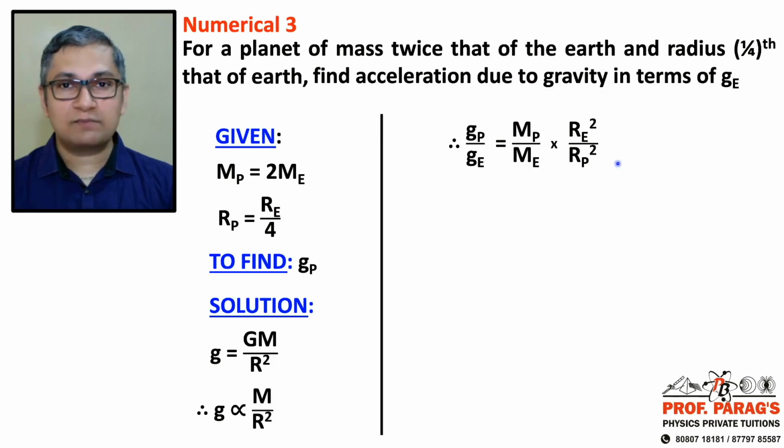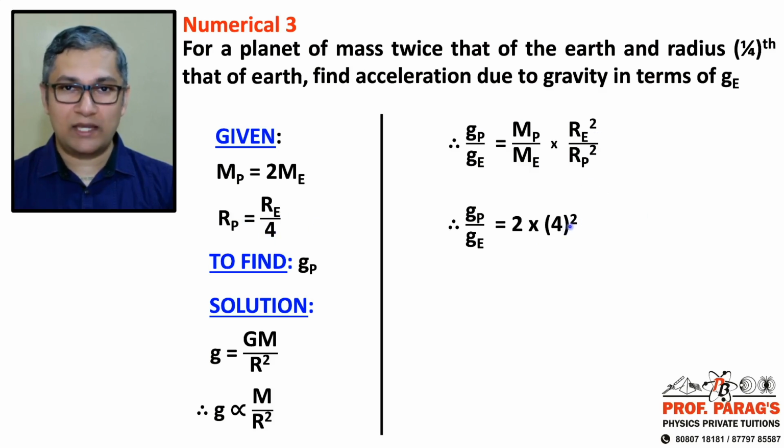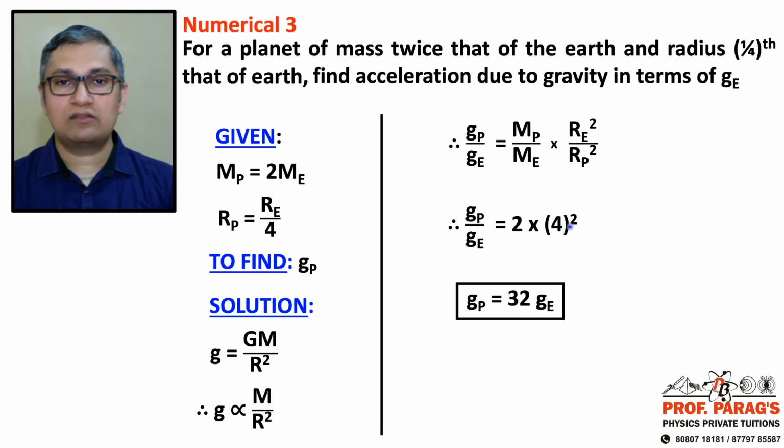So just plug in the numbers. We already know MP by ME. If MP is 2 times ME, MP upon ME is going to be the number 2. And RE by RP, this 4 will go in the numerator, RP will come in the denominator. So RE by RP is nothing but 4, but we have to square it. So 4 square is 16, and then 16 into 2 is going to give me 32.